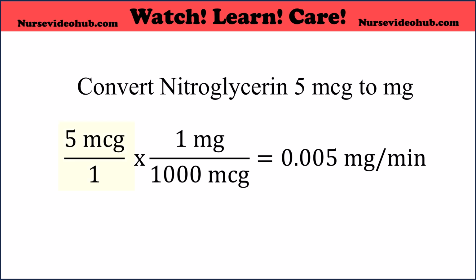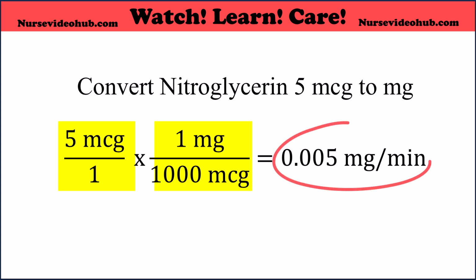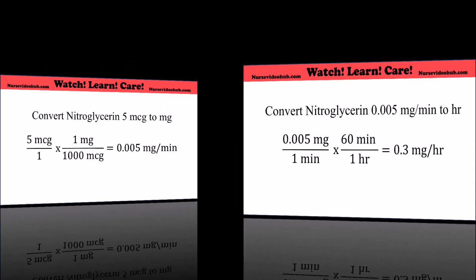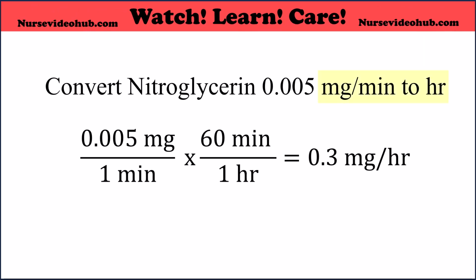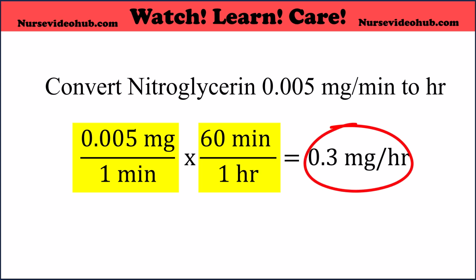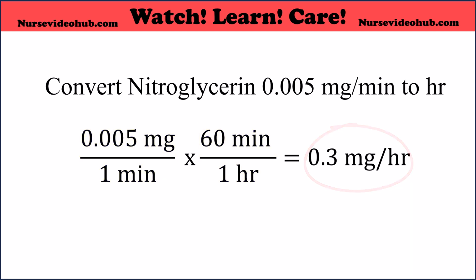So multiply 5 micrograms over 1 by the conversion factor of 1 milligram over 1,000 micrograms. The micrograms cancel out. 5 divided by 1,000 equals 0.005 milligrams. Then you need to convert the milligrams per minute to milligrams per hour. The IV pump is programmed for milliliters per hour. So take the 0.005 milligrams per minute and multiply it by the conversion factor of 60 minutes per 1 hour. 0.005 times 60 equals 0.3 milligrams per hour is the desired dose.